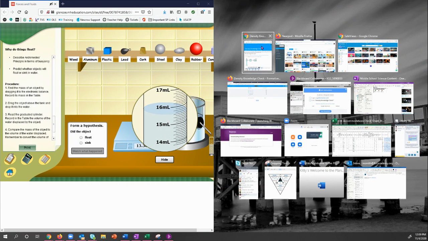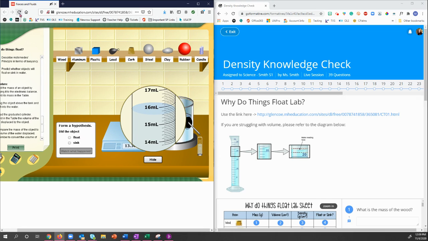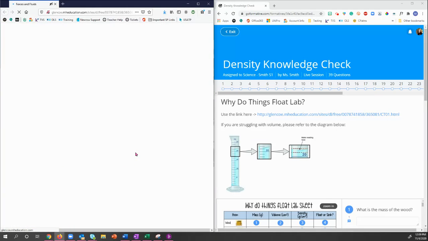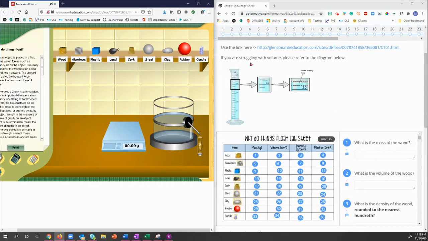Right, guys, this video is going to walk you through how to complete this density knowledge check. Many of you have already gone ahead and worked on this a little bit this morning, and looking back over some of the results, I was noticing that there were a lot of misconceptions in terms of what you need to do. So I want to model for you here. We're going to do this first one together.